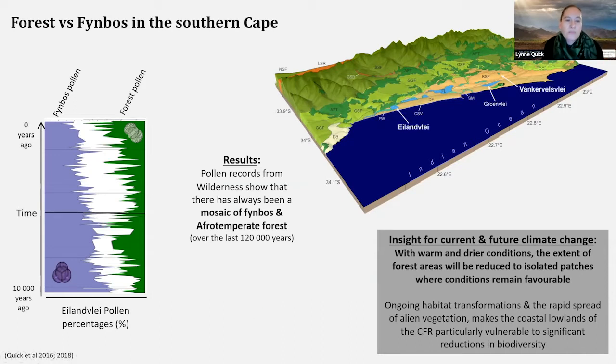Of course, there are also confounding factors within this region in terms of habitat transformation along the whole of the Southern Cape coastal lowlands, and alien vegetation, which are complicating and causing vulnerability to, and reductions in, biodiversity that are linked to climate change as well.